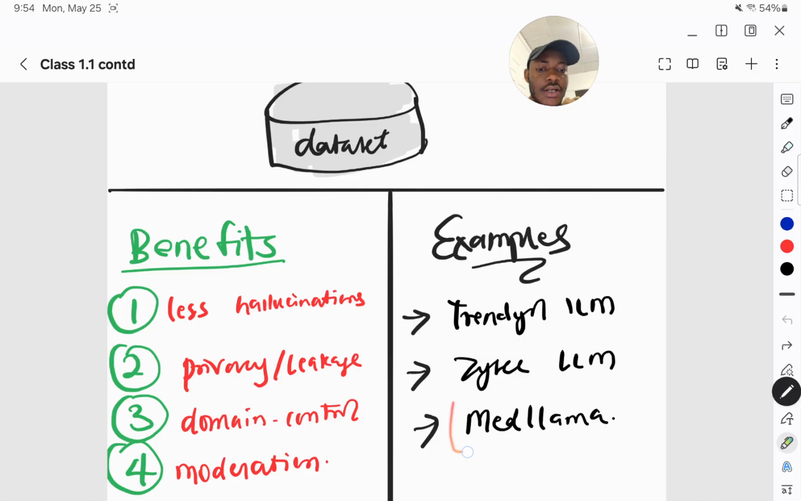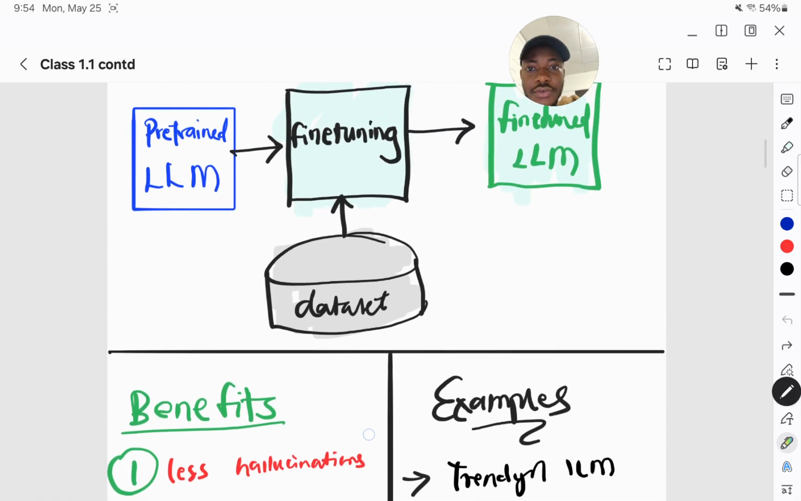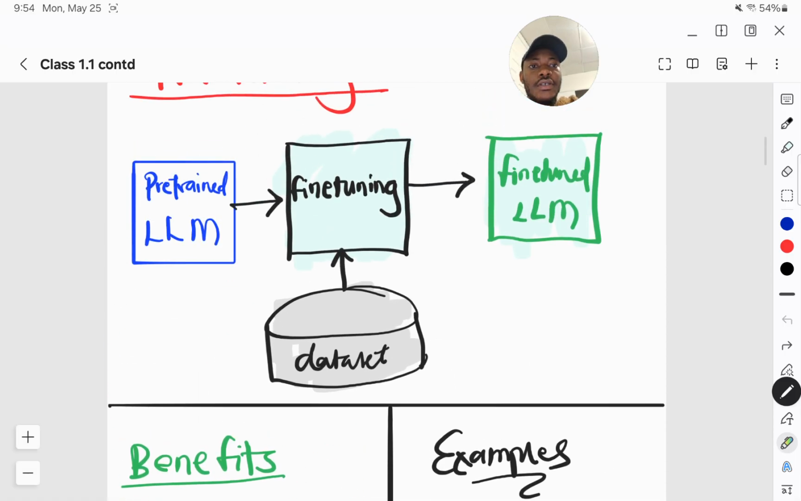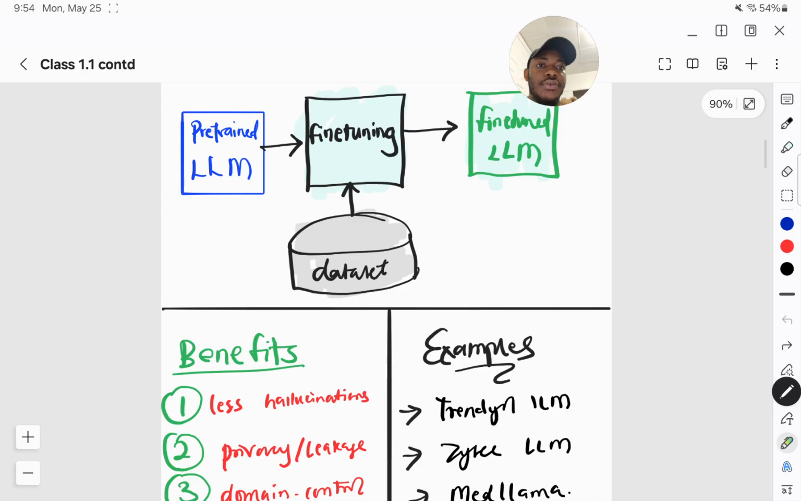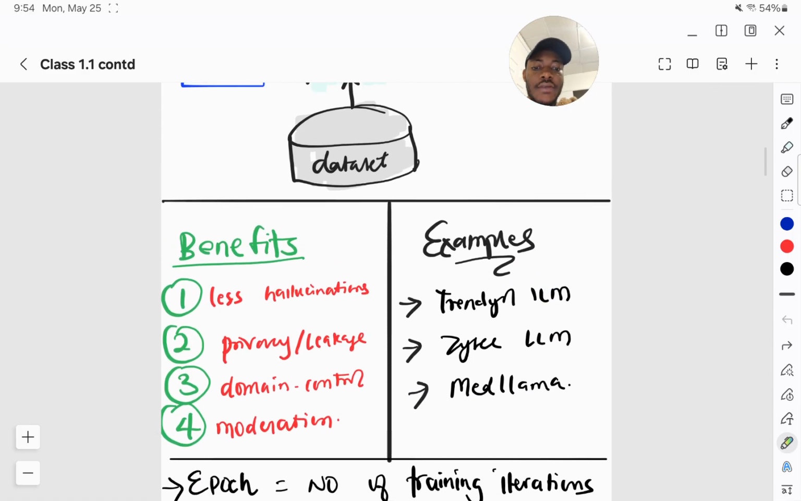And then another domain for healthcare is MedLlama. So they fine tuned the pre-trained large language model using medical data sets and then customized it for patient care. So these are examples of fine tuning and also the benefits of fine tuning.